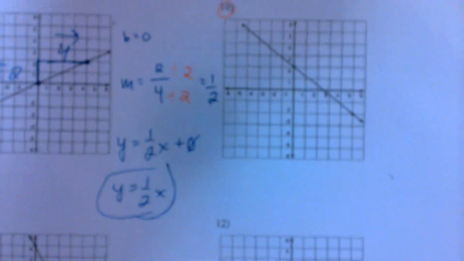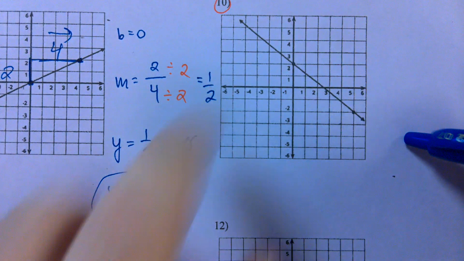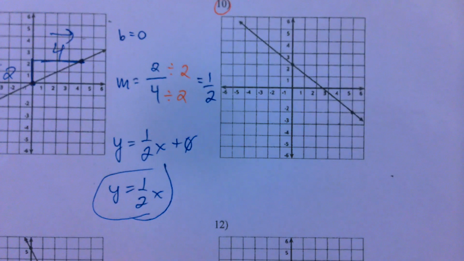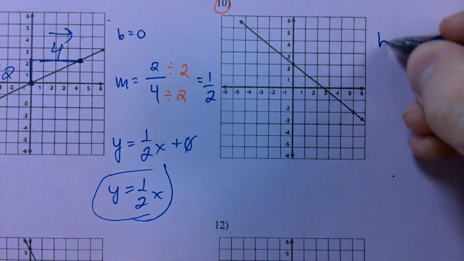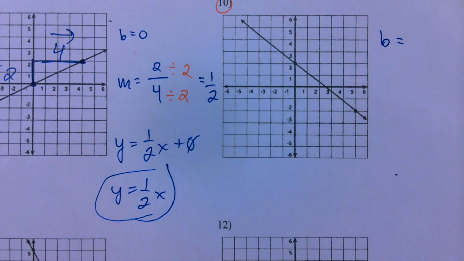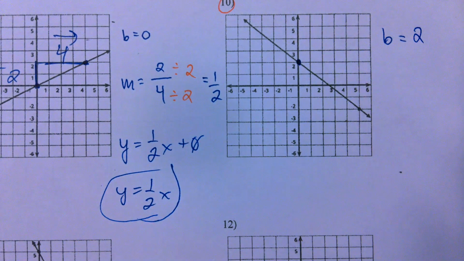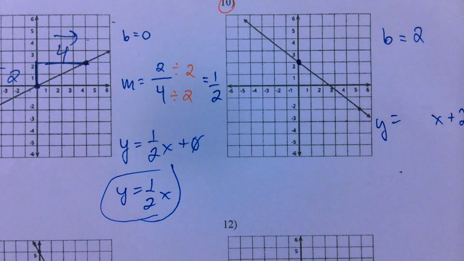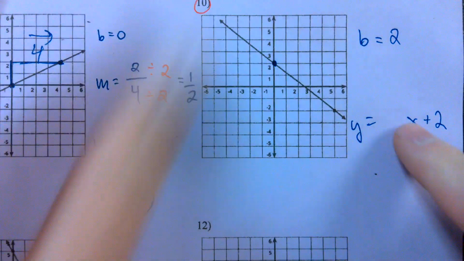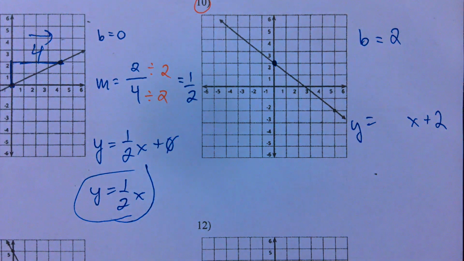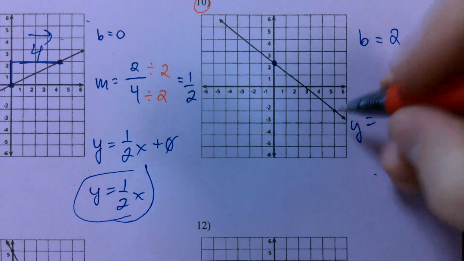And finally, number 10. Again, I see a downhill sloping line, so I know my slope's going to be negative. Where's my b value here? Where do my two lines cross? At 2. Positive 2. So I know I'm going to have y is equal to something x plus 2. I just have to find what that something in front is going to be. I've got a point all the way down here.